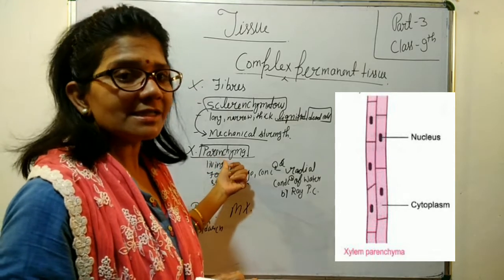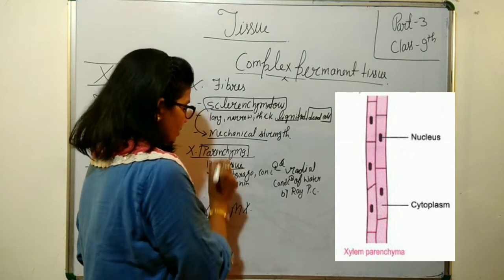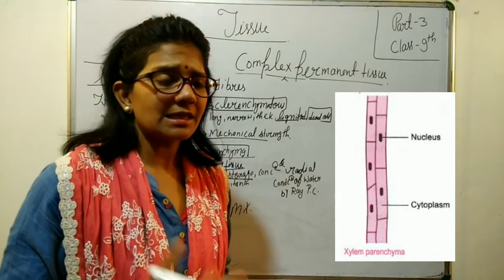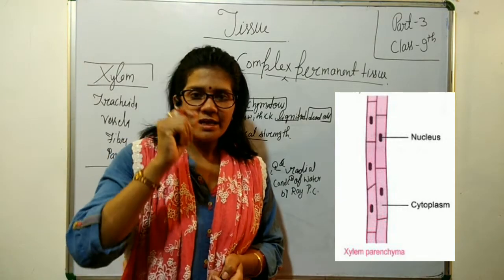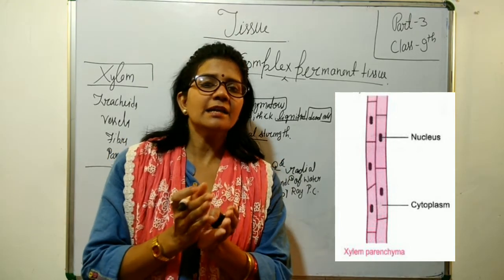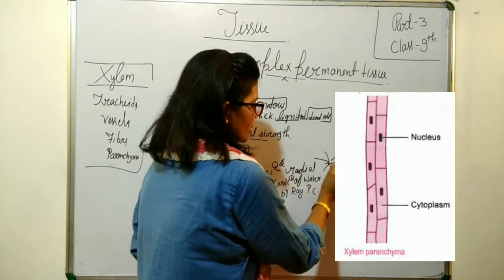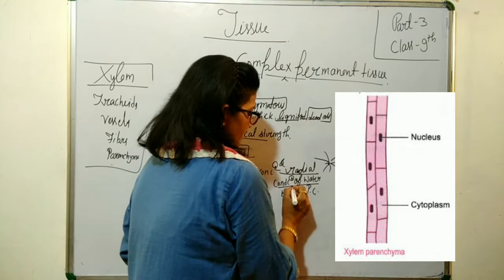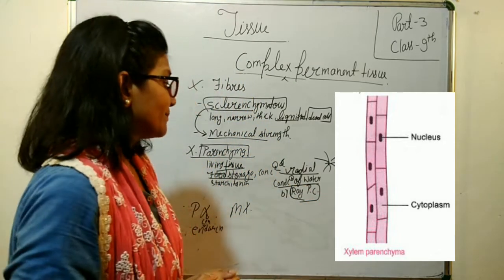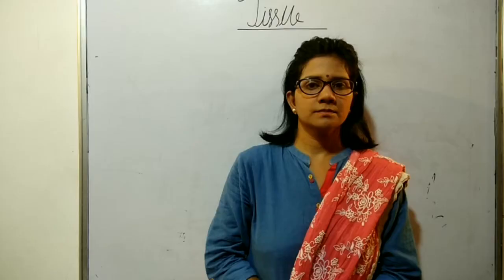And it is a living cell or living tissue. First important thing. Then what is its function? Its main function is the storage of starch, tannins, like this. And a very important function is that this xylem parenchyma helps in the radial conduction of water by the special parenchymatous cells, that are known as the ray parenchymatous cells. These help in the radial conduction of water in the plant.